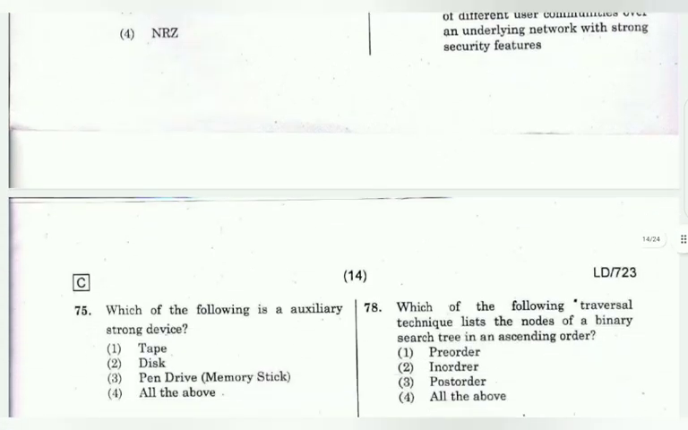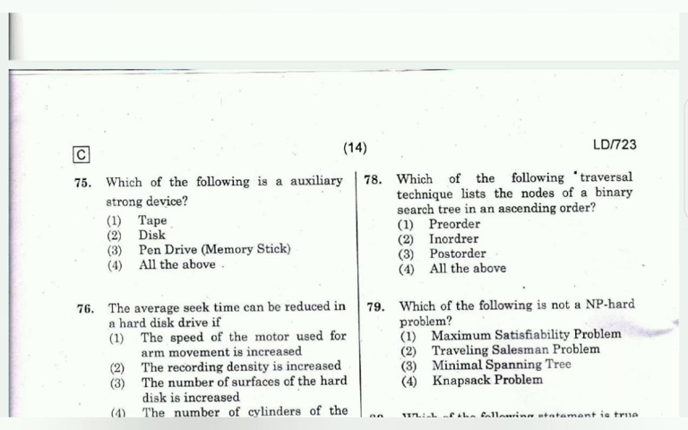Next one. Which of the following is an auxiliary storage device? Auxiliary storage devices, or secondary storage devices, store data permanently and are non-volatile. Non-volatile means it will retain the data even though the power is switched off. So examples are tape, disk and pen drive. Tape is used for backup and archival storage, disks, that is hard disks or solid state drives, are examples of this, and a pen drive, that is a USB stick, is portable storage. So option 4, all of the above, is the correct answer.